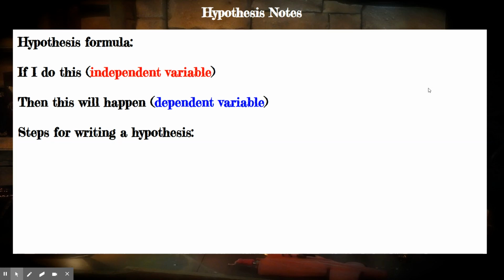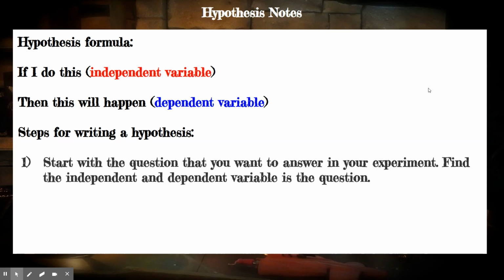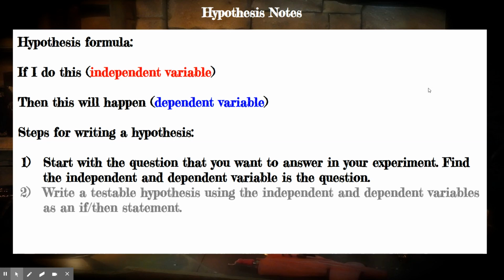So here are the steps for writing a hypothesis. We're going to start with the question that we want to answer in our experiment. In that experiment, we want to know if a plant's going to grow or not, depending on where it's put. So we're like, well, will it grow in a closet the same as it will grow in front of a window? We're finding our independent and dependent variables. That is the question. It's already presented before we even come up with our hypothesis.